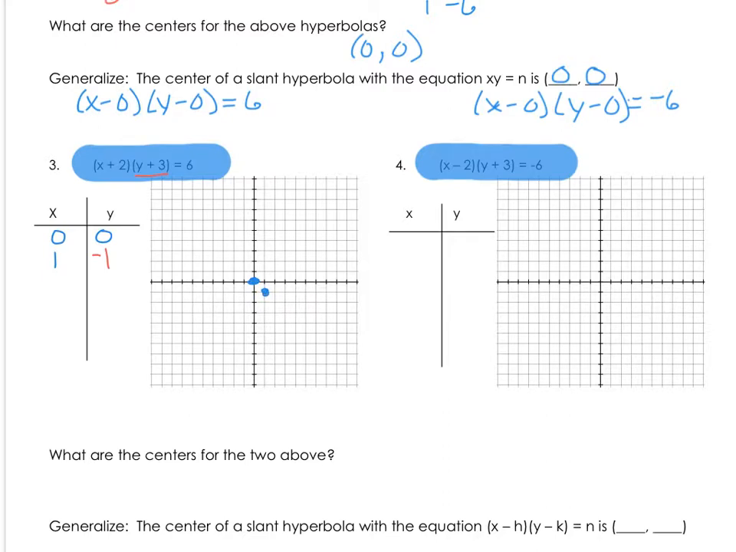Well, what if I picked negative 1 for x? Then the first quantity would be negative 1 plus 2, or 1. So the second quantity would have to be equal to 6. So y would have to be 3. So negative 1, 3 is also on this. So why don't you go ahead and pause and try to think of some other points that actually work in this.